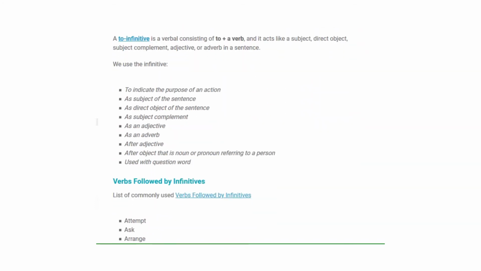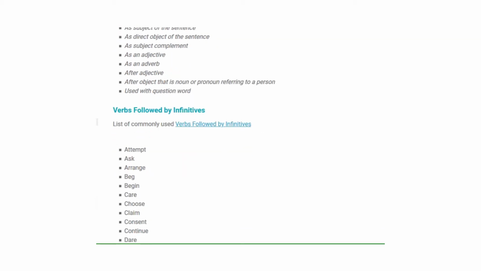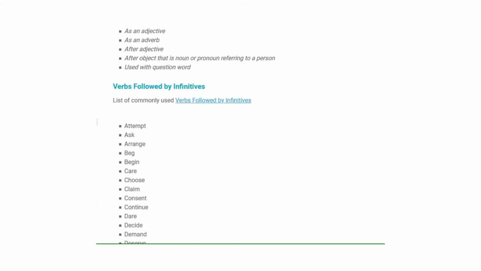So we use the infinitive to indicate the purpose of an action, as subject of a sentence, or as a direct object of a sentence, or as a subject complement, or as an adjective, or as an adverb, or after adjective, or after object that is noun or pronoun referring to a person, or used with question word. So we have verbs followed by infinitives. We have a list of them.